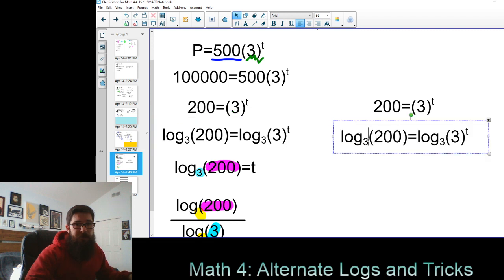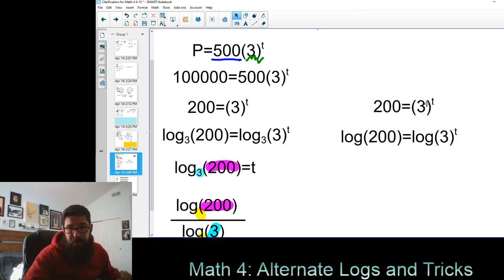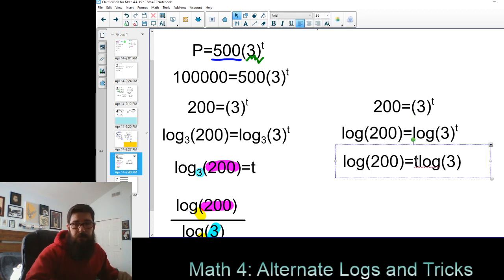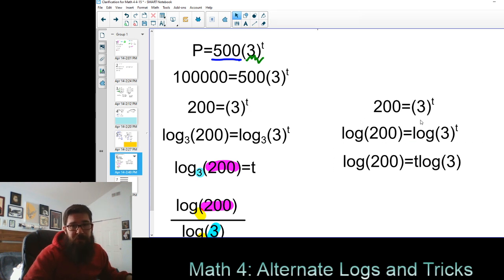If you took the log base 10 of both sides, your first step should look like that. This 3 has that t exponent, so what are we going to do with that guy? We're going to bring it down in front. So it's going to look like that. What are we going to do next?